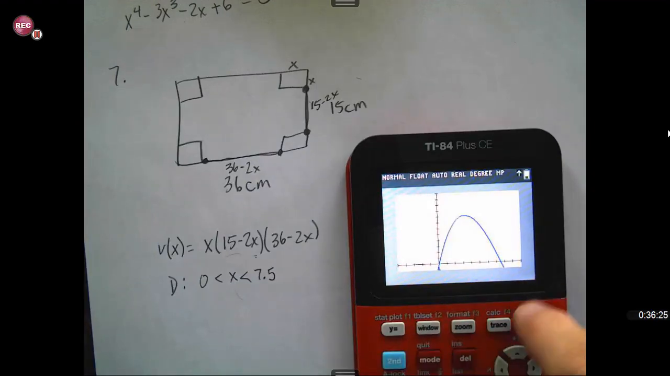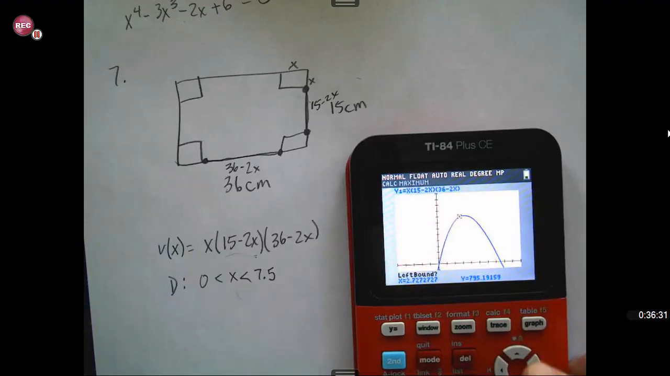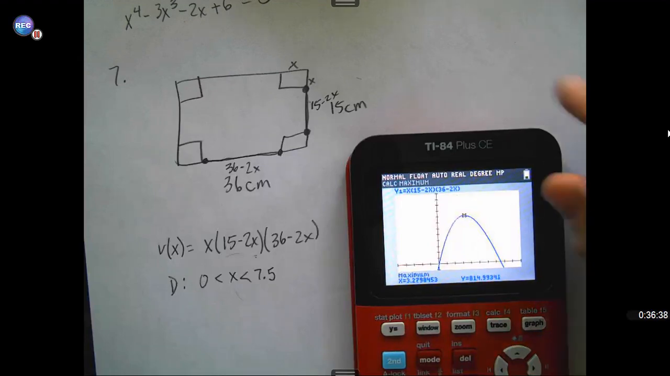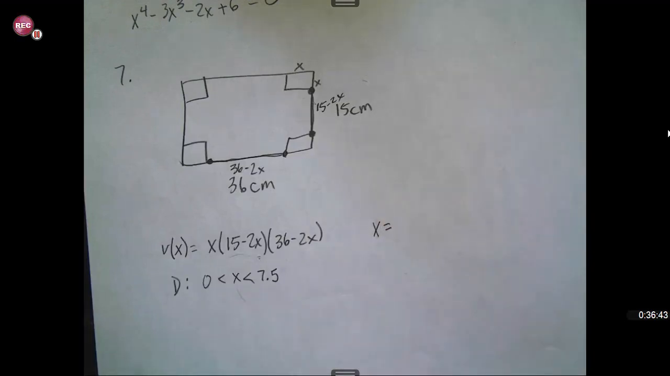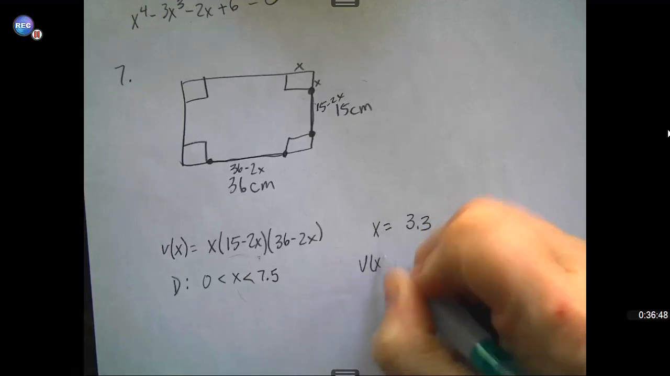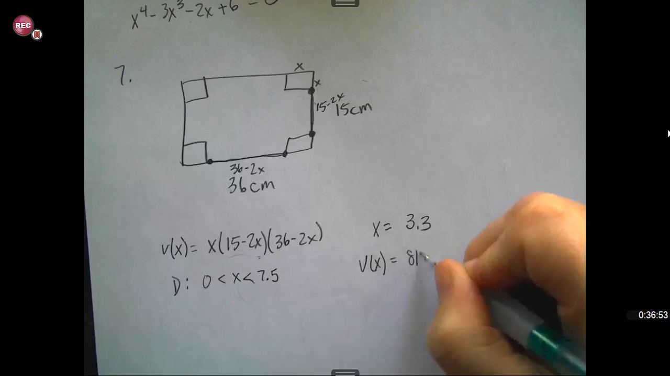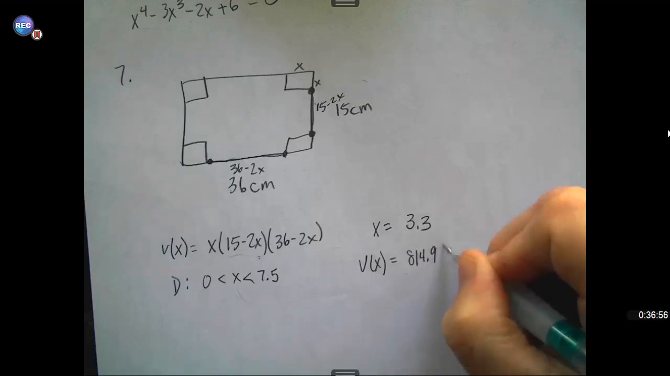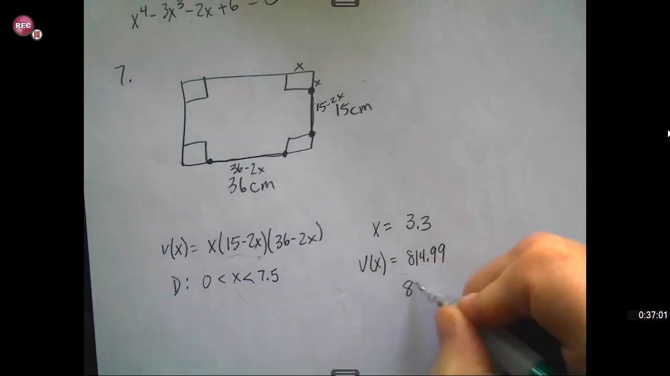So second trace, when you calculate the maximum, give it a left bound, give it a right bound, give it a guess, and we get that x equals 3.3, and the maximum volume is 814.99, which technically, if we're rounding that to the nearest tenth, is 815.0.